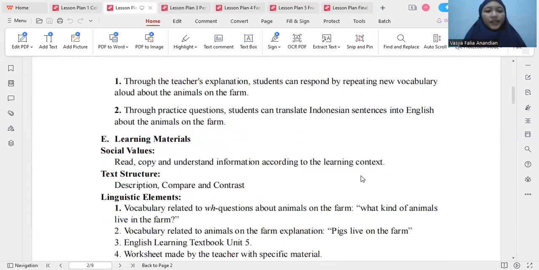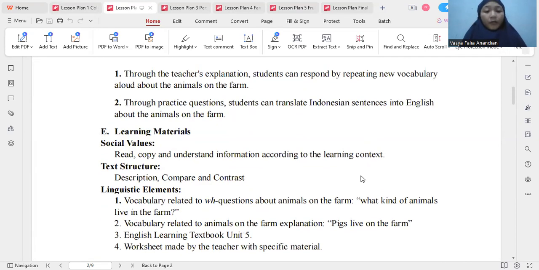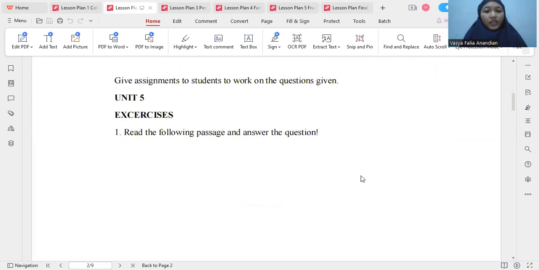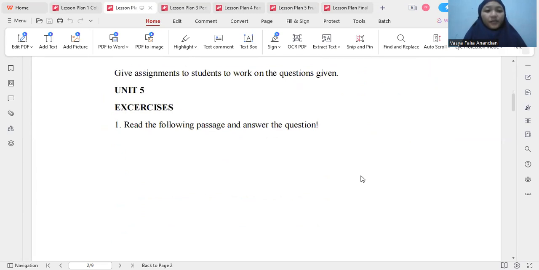The learning materials, social values: read, copy, and understand information according to the learning context, text structure, description, and also compare and contrast, vocabulary, W and H questions, vocabulary related to the explanation of animals on the farm, English learning textbook, worksheet made by the teacher on the specific materials.